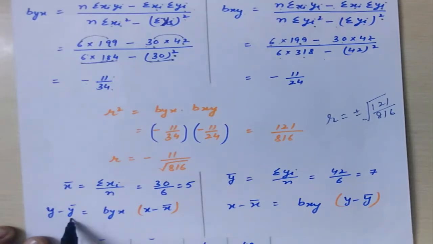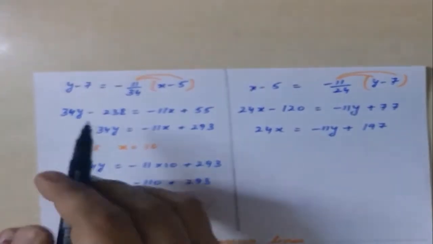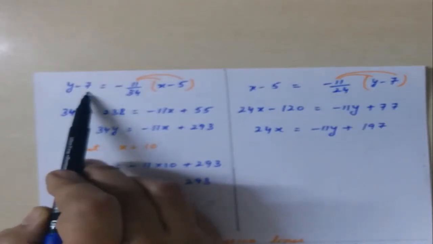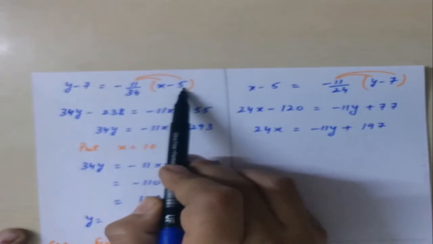Now y minus y bar is equal to byx into x minus x bar, and x minus x bar is equal to bxy into y minus y bar. Put the values and you will get the equations. When we substitute the values, y minus 7 is equal to minus 11 upon 34 into x minus 5.